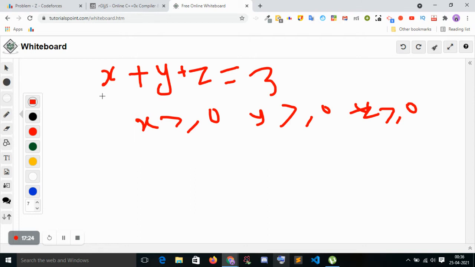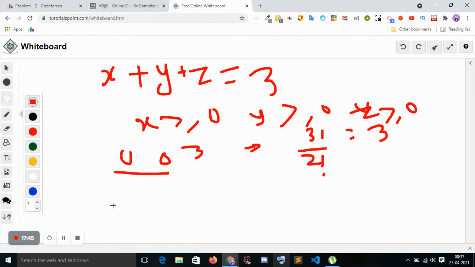It can be 0, 0, 3. So there are three permutations. If I do 3 factorial in total, but there is duplicacy 2 times, so divide by 2 factorial. So there are three arrangements. Another option is 0, 1, 2. These are all distinct, so there are three permutations for this one, no duplicates, only three.